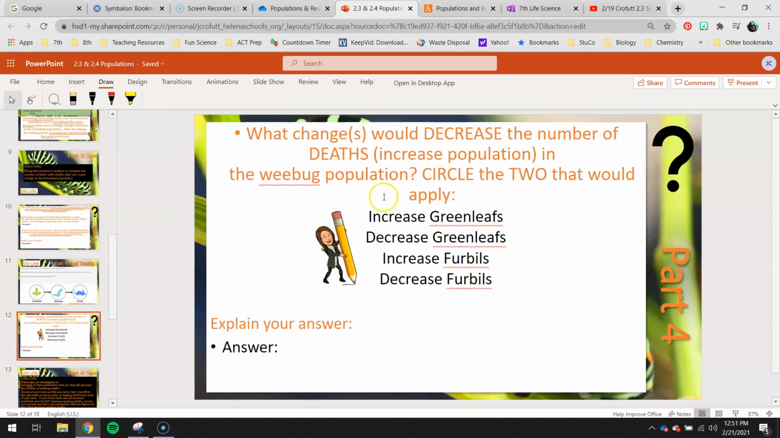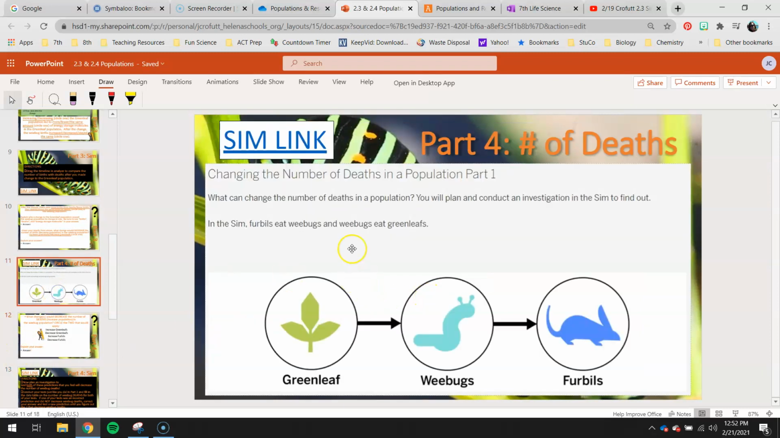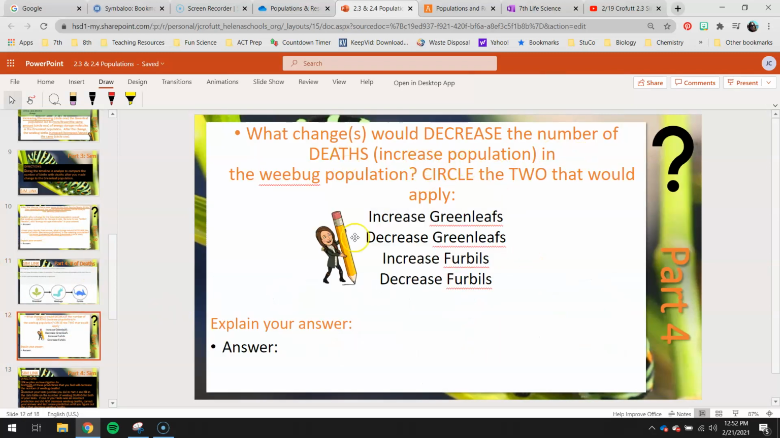Okay, so what changes would decrease the number of deaths? So you'd see less individuals dying, therefore your population would increase in the WeBug population. So you can see there's different ways you can do it. Now we're looking at changing either green leaf or fir bills to increase our population of WeBugs. Okay, so circle 2, that would apply.